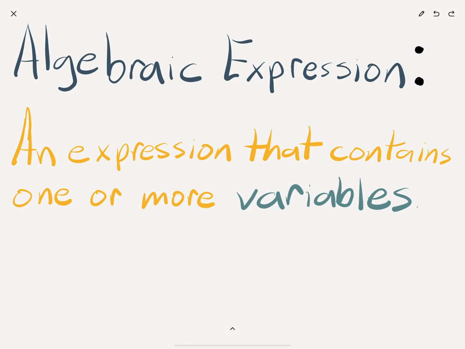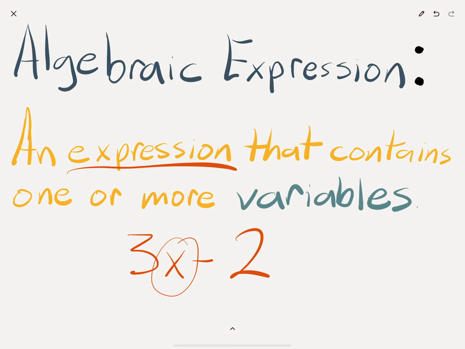When I say the word expression, I simply mean a math sentence, a number sentence, that might include numbers, operations, or variables. Something like 3x minus 2. That is an expression. Now, an algebraic expression must contain one or more variables. And as we learned before, a variable is simply a letter that stands for a number. For example, this x in this expression is our variable. So, 3x minus 2 is an algebraic expression.